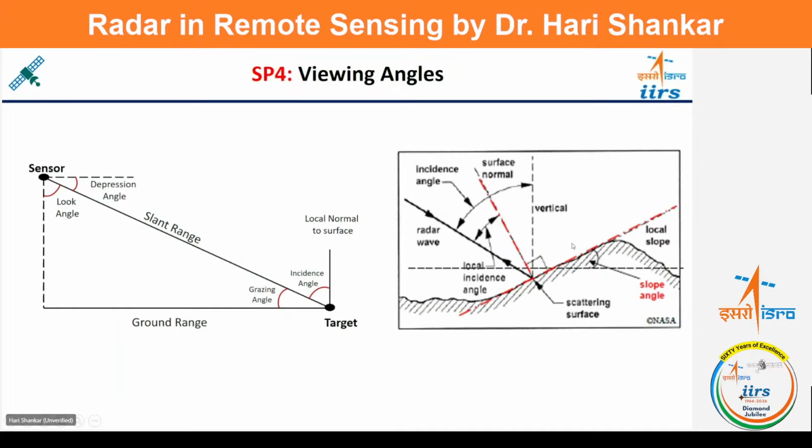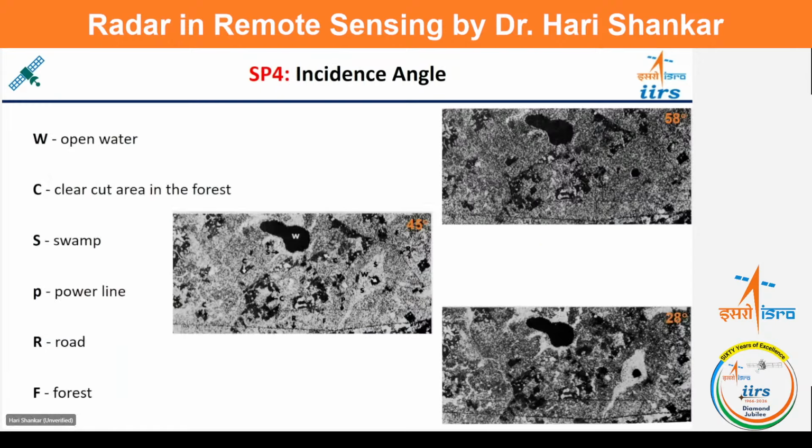Means whatever the slope is there, that's what the same angle is. So you can say local incidence angle equals incidence angle minus slope of the terrain. Okay. So these are different at different incidence angles.